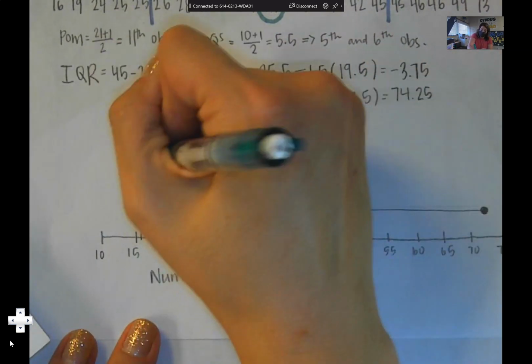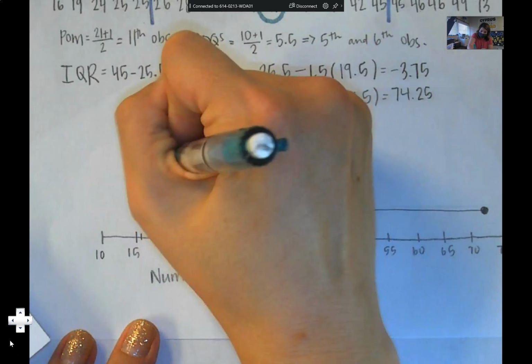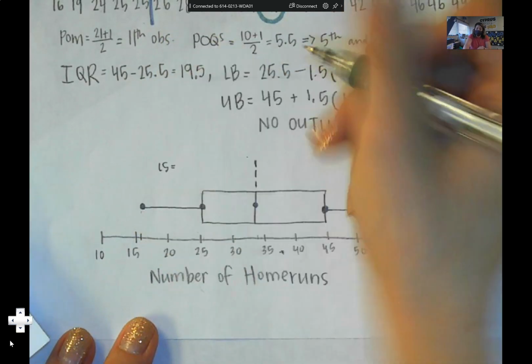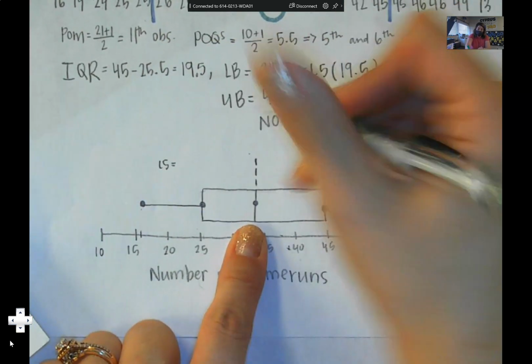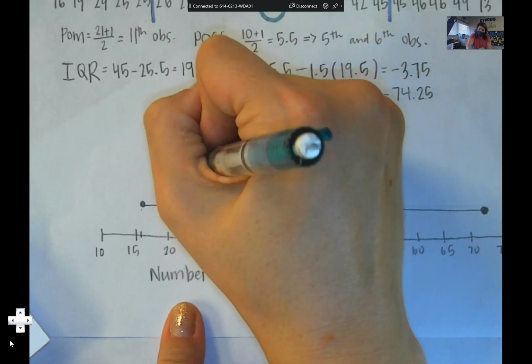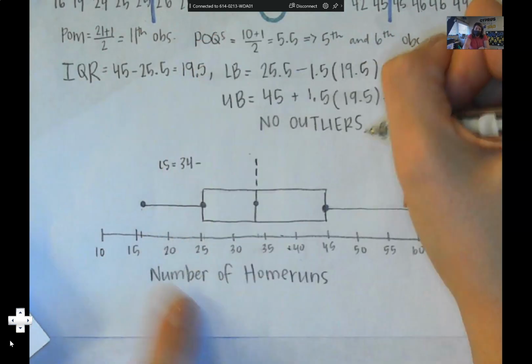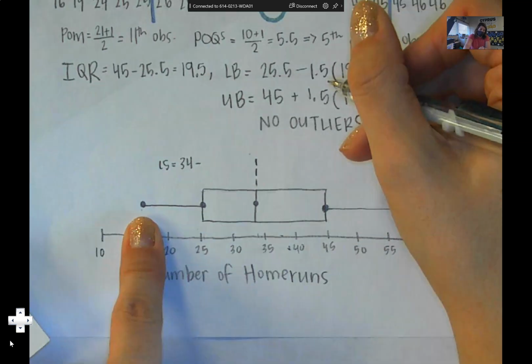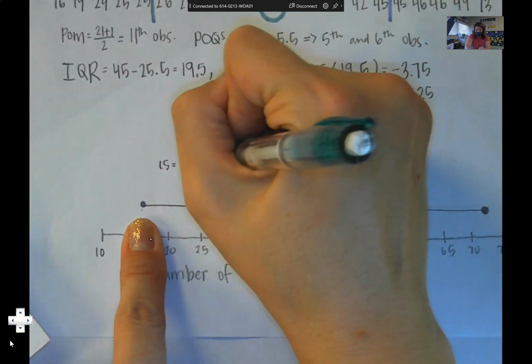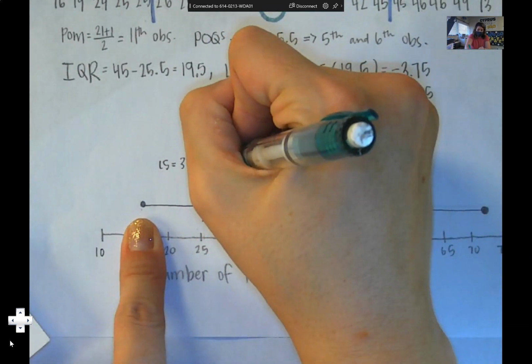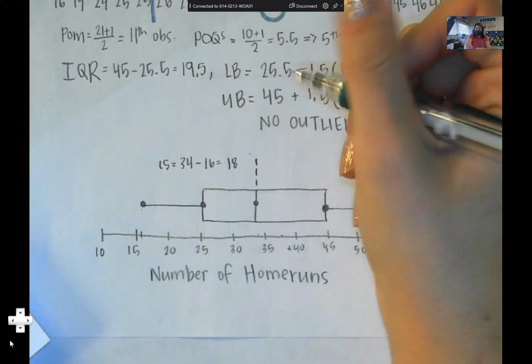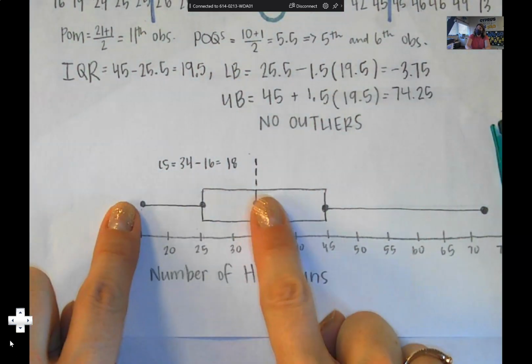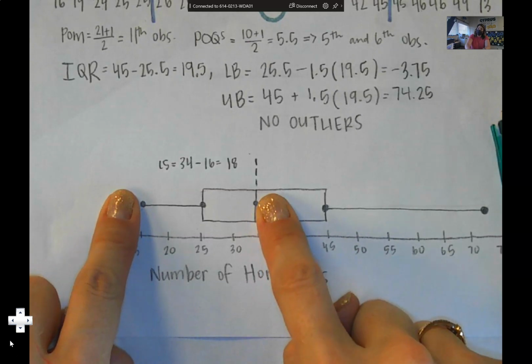So the left side would be the median, 34, subtract the minimum of 16. So what does that give us? 18? So this distance, where my fingers are, the left-hand side of this graph, is 18 home runs. Is that making a little bit of sense?